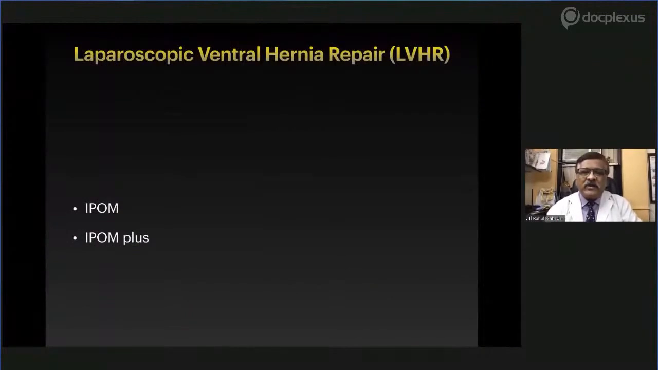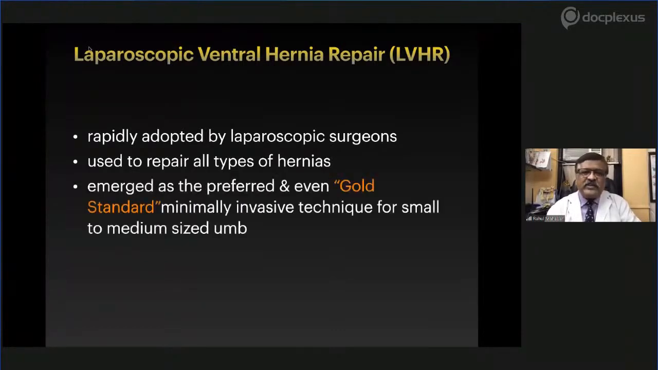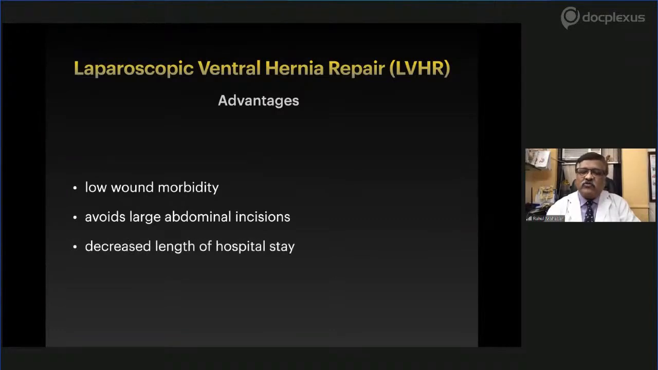Now, laparoscopic ventral hernia repair is mainly confined to IPOM and IPOM plus. Now, these two procedures are rapidly adopted by the laparoscopic surgeons all over the world. And it is used to repair almost all types of hernias that every surgeon can accomplish. It has emerged as a preferred or even a gold standard minimally invasive technique for small to medium-sized umbilical and ventral defects. Now, the advantage of laparoscopic ventral hernia repairs, as you all know, is a low wound morbidity, avoids large abdominal incisions, and decreased length of hospital stay.